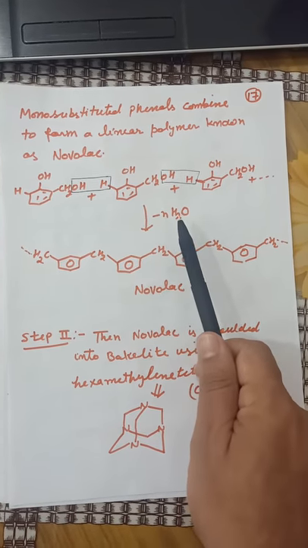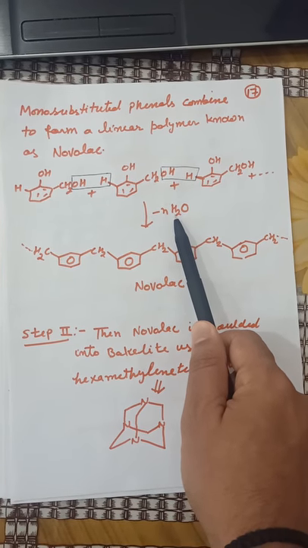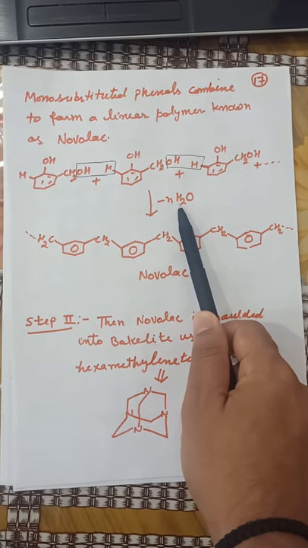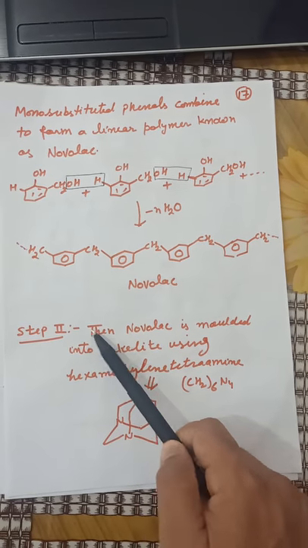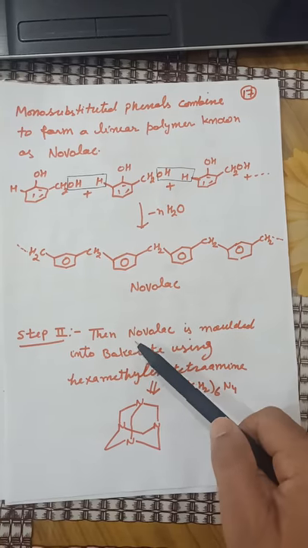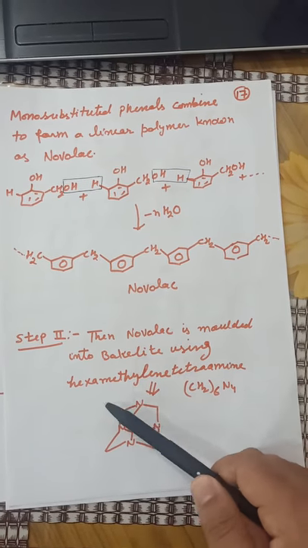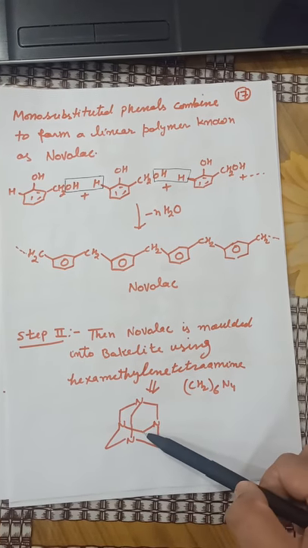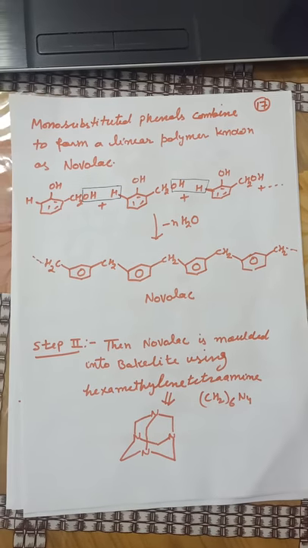And since there is elimination of water, that's why it is known as a condensation polymer, and the process is known as condensation polymerization. Now step two involves the formation of bakelite from novolac. In this case the novolac is molded into bakelite using hexamethylene tetraamine. It is a base, this is the structure of hexamethylene tetraamine, and this is its formula.